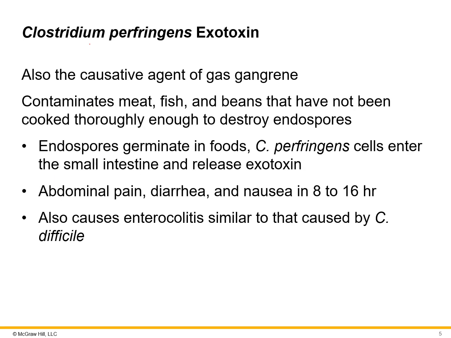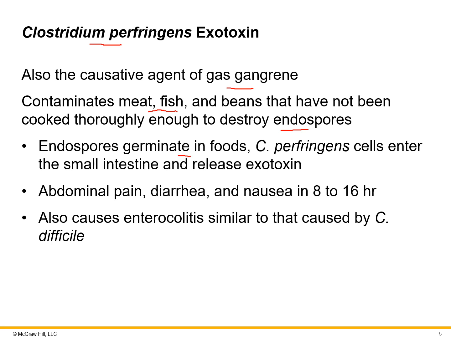The Clostridium perfringens exotoxin, we talked about this before whenever we talked about gas gangrene, so it's the same microbe, but here we're not focusing on the gas gangrene, but on the vomiting and diarrhea. This can come from contaminated meats, fish, and beans that weren't cooked properly. Again, it's a spore former, so it's not killing all of those spores. Again, once it's inside the GI, it can then germinate.